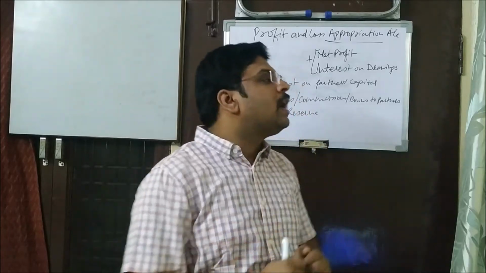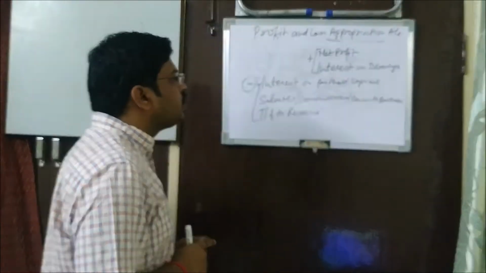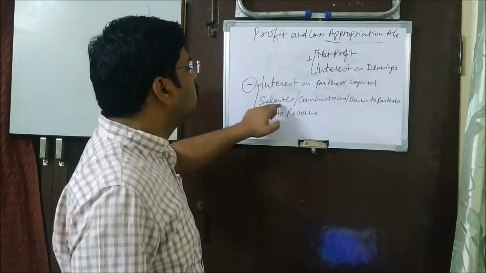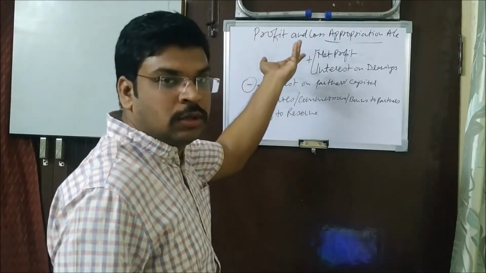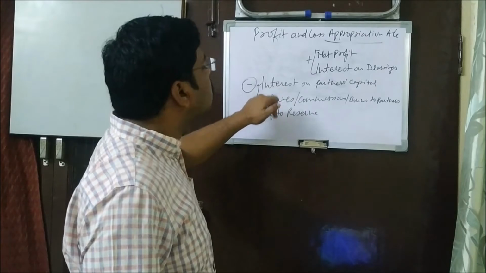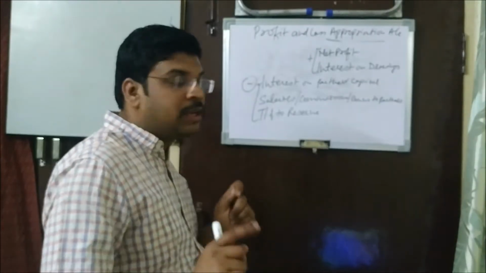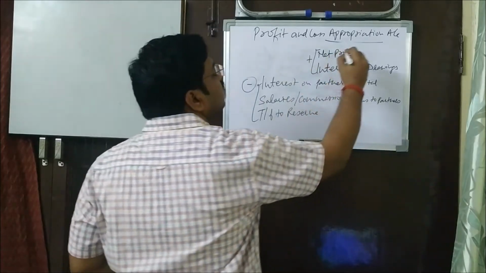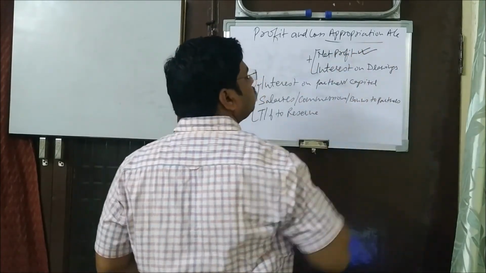Understood? Now you may ask one question, sir, why can't we deduct these items from profit and loss account? Because these items are not charged against profit. Let me explain. These items will be deducted only in the case when this is present.